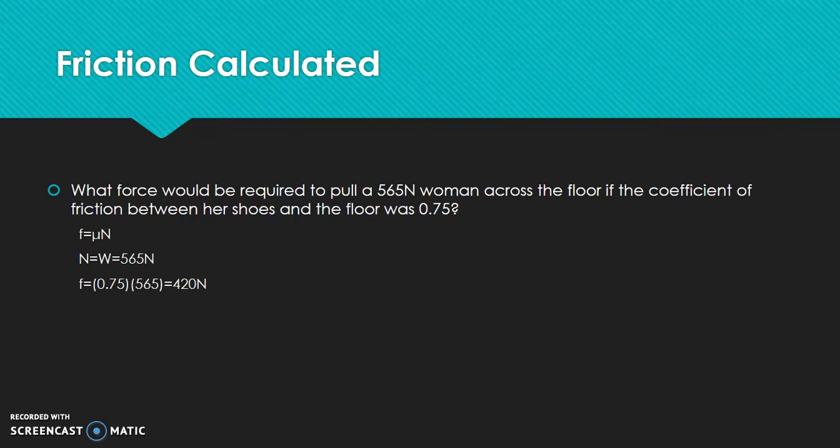The next one is the most missed question over friction, and it was asking you to calculate something from that friction formula, the fun formula, right? So it says, what force would be required to pull a 565 Newton woman across the floor if the coefficient of friction between her shoes and the floor was 0.75? So we have that friction equals that coefficient times that normal force. So we know that the normal force equals the weight, 565, because remember, it's pushing down the same way it's pushing back up.